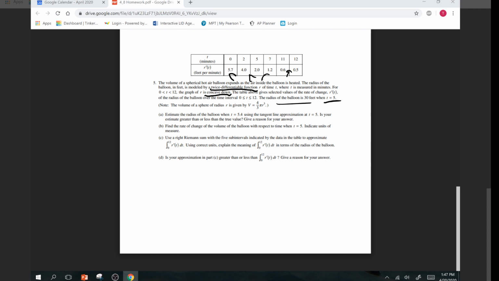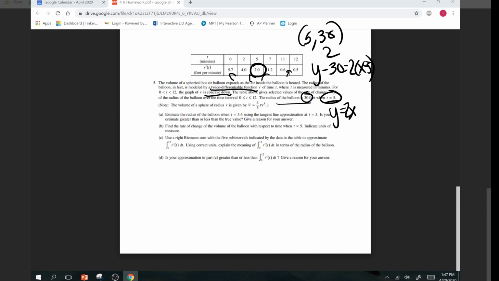So now when we make a tangent line approximation for the radius, this number is not the radius. This number is the change in the radius, which means that's our slope. So we already know the slope. And we know the point 5, 30. So 5, 30 is our point. 2 is our slope. So we do y minus y1 equals slope times x minus x1. And booyah, equation found. We can add 30 to the other side and get y equals 2x minus 10 plus 30, so plus 20.